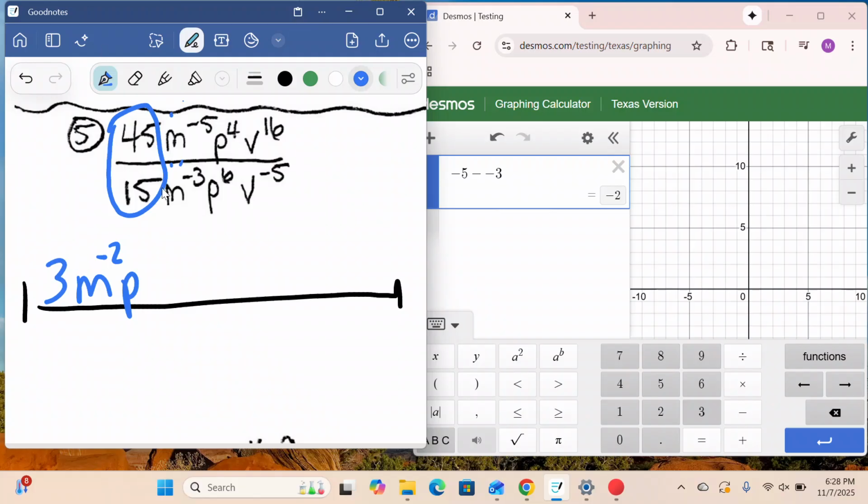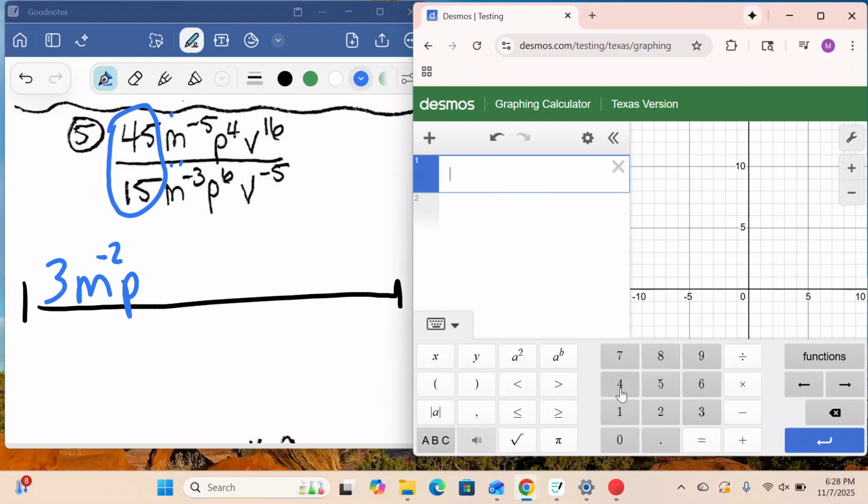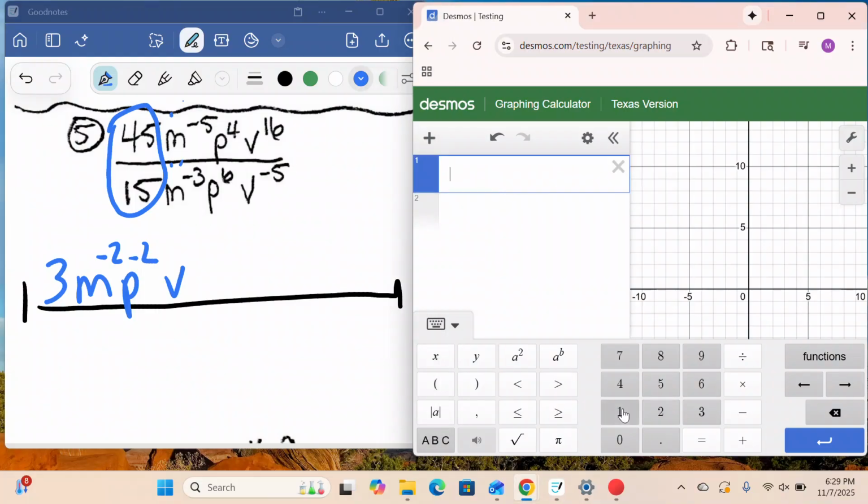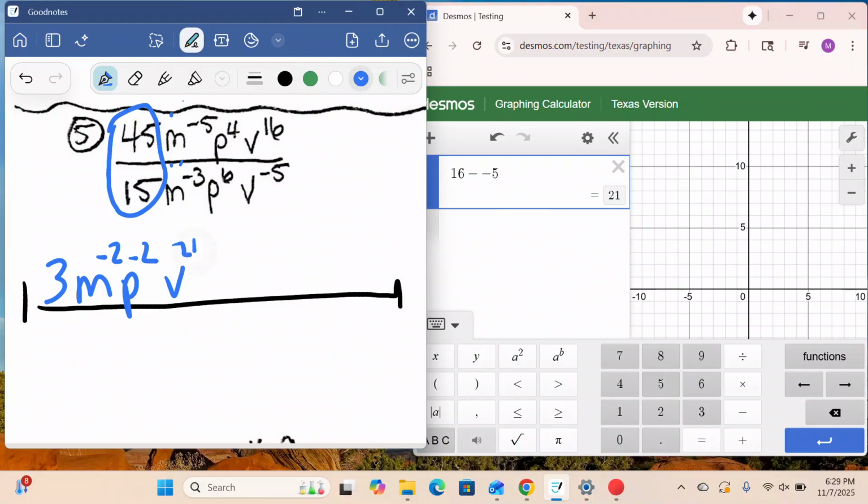And then, of course, the rule when I subtract integers and I have a division, I'm going to subtract the little exponents. So then all I'm going to do is go 4 minus 6, and then that gives me a -2 on top of the p. And then the v, I'm going to do the 16 minus a -5. So what I'm going to do is I'm going to do 16 minus -5, and that gives me a +21. Then I'm going to put my equal sign, and then I'm going to do my railroad track so I can separate, and now it becomes easy.